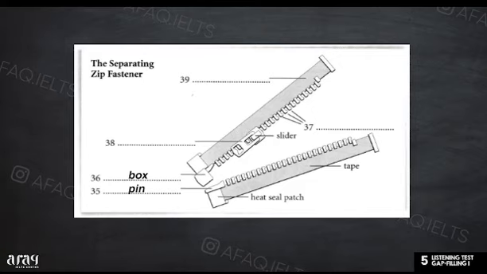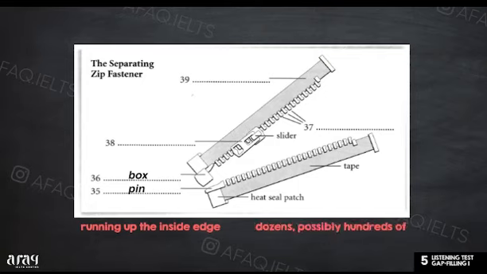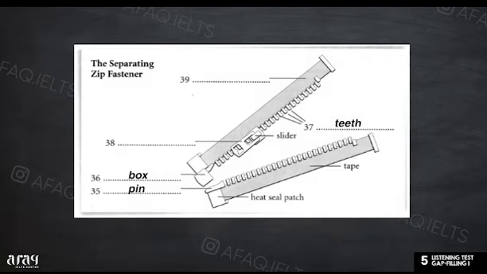Again, there's a phrase to guide you to the part of the illustration where the answer is. Running up the inside edge helps you to go to number 37, as it is up the inside edge. Again, the phrase dozens, possibly hundreds of, helps you to find the answer as the illustration points at some pieces. And the answer is teeth.